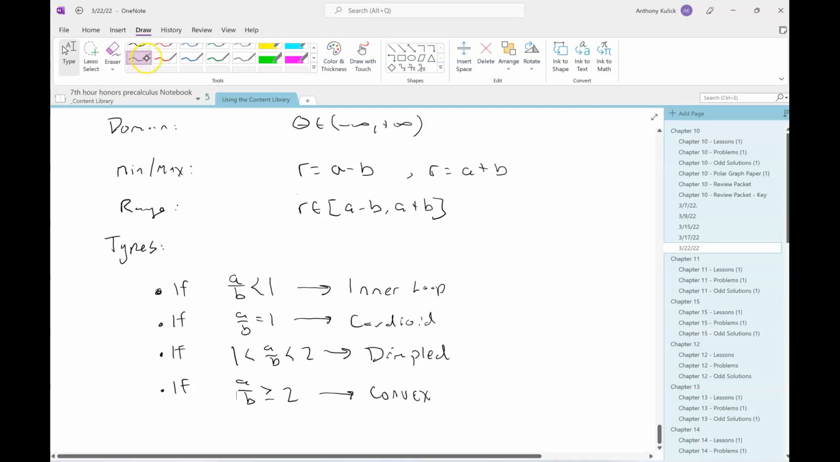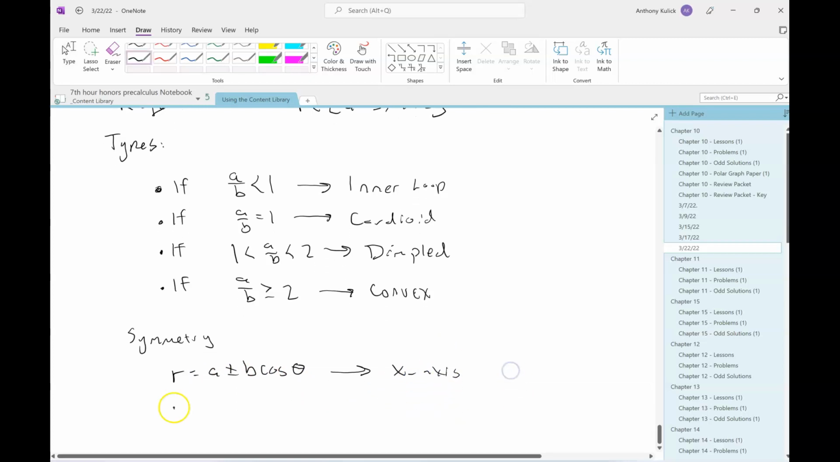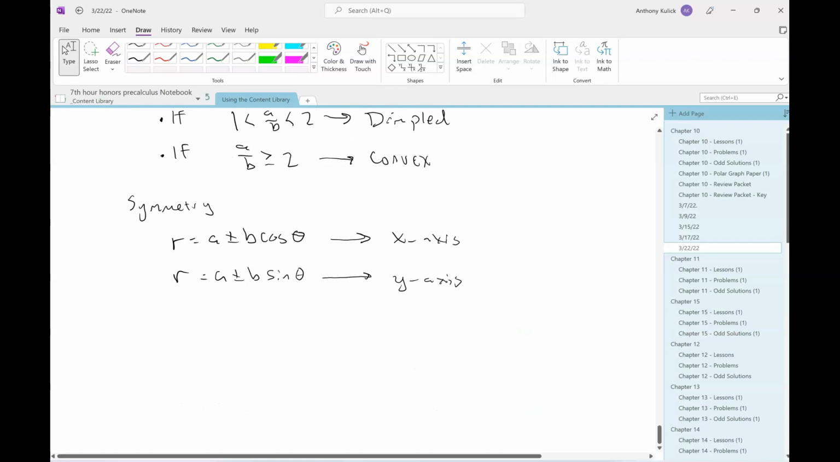Cool. One more thing to talk about with these limaçons, and that's their symmetries. This is really easy, though. The cosine ones have x-axis symmetry. And the sine ones have, wait for it, y-axis symmetry? Wowzers! I know, guys, I know. You're so surprised by that. It was like I was leading you one way and then head faked you and went the other way. Not at all. Wasn't like that at all.